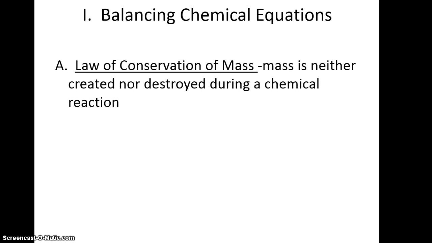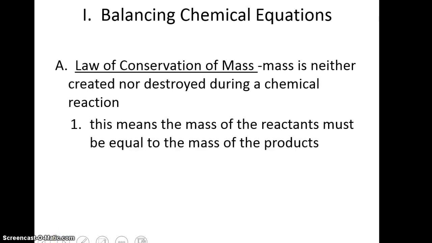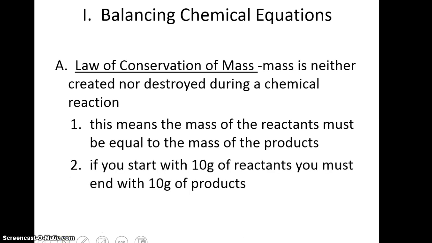First, when we balance chemical equations, we need to pay attention to the law of conservation of mass, which states mass is neither created nor destroyed during a chemical reaction. That means the mass of the reactants must be equal to the mass of the products. Now, I know we haven't gone through what reactants and products mean yet, but we will shortly. So if you start with 10 grams of reactants, you must end with 10 grams of products.